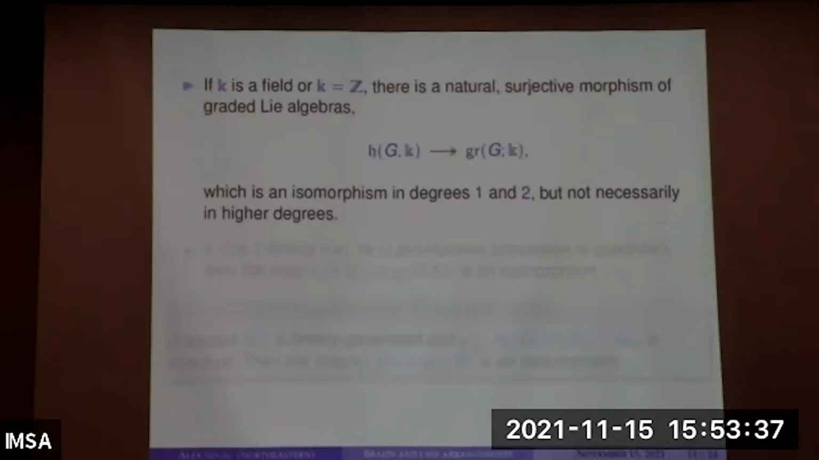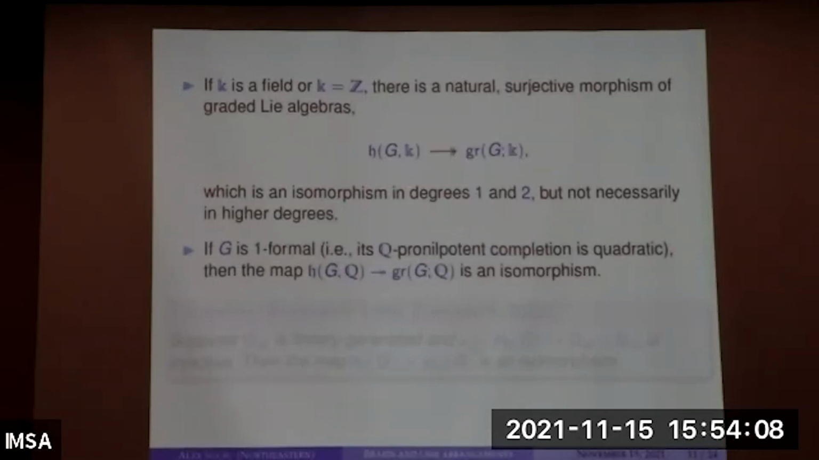Now, what is the relation? Over Q, this was done by Chen, in that paper, maybe 1960. There is a natural surjective morphism of Lie algebras from the holonomy Lie algebra to the associated graded Lie algebra, which in degrees 1 and 2 is an isomorphism, but in higher degrees can have a kernel. If the group is one-formal, okay, that concept would take a long time if I explained all the details, so I just leave it with hand-waving.